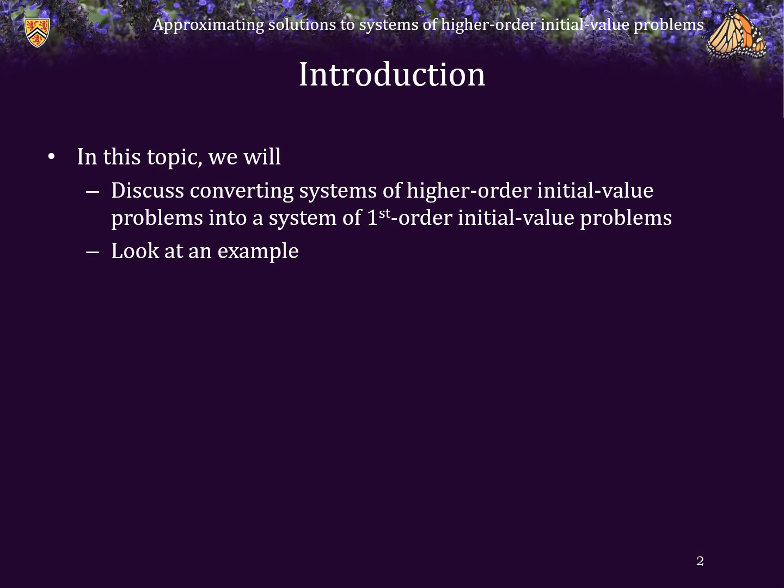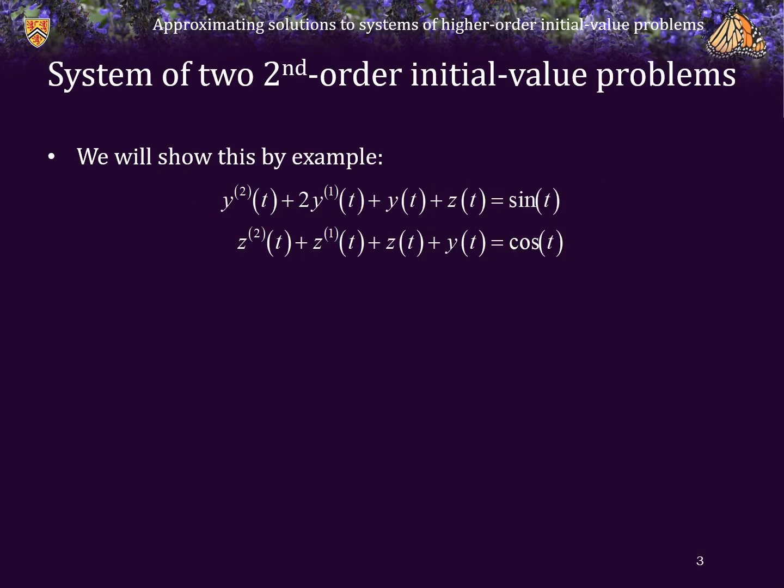We're going to look at one concrete example, which is a system of two second order initial value problems, and then we'll look at a more abstract case. However, most of this topic is simply demonstration by example. The purpose of this talk is to understand how to approximate a solution to a system of higher order initial value problems. We're simply going to do this by example.